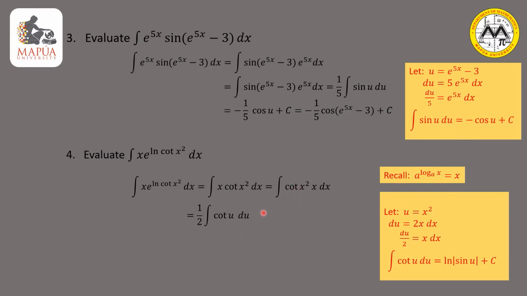So the integral is now written as 1/2 the integral of cotangent u du, for which the integral is evaluated on this basis, so that at the end we just have 1/2 ln of sine u plus c, or replacing u with x squared, we have 1/2 of ln of the magnitude of sine x squared plus c.